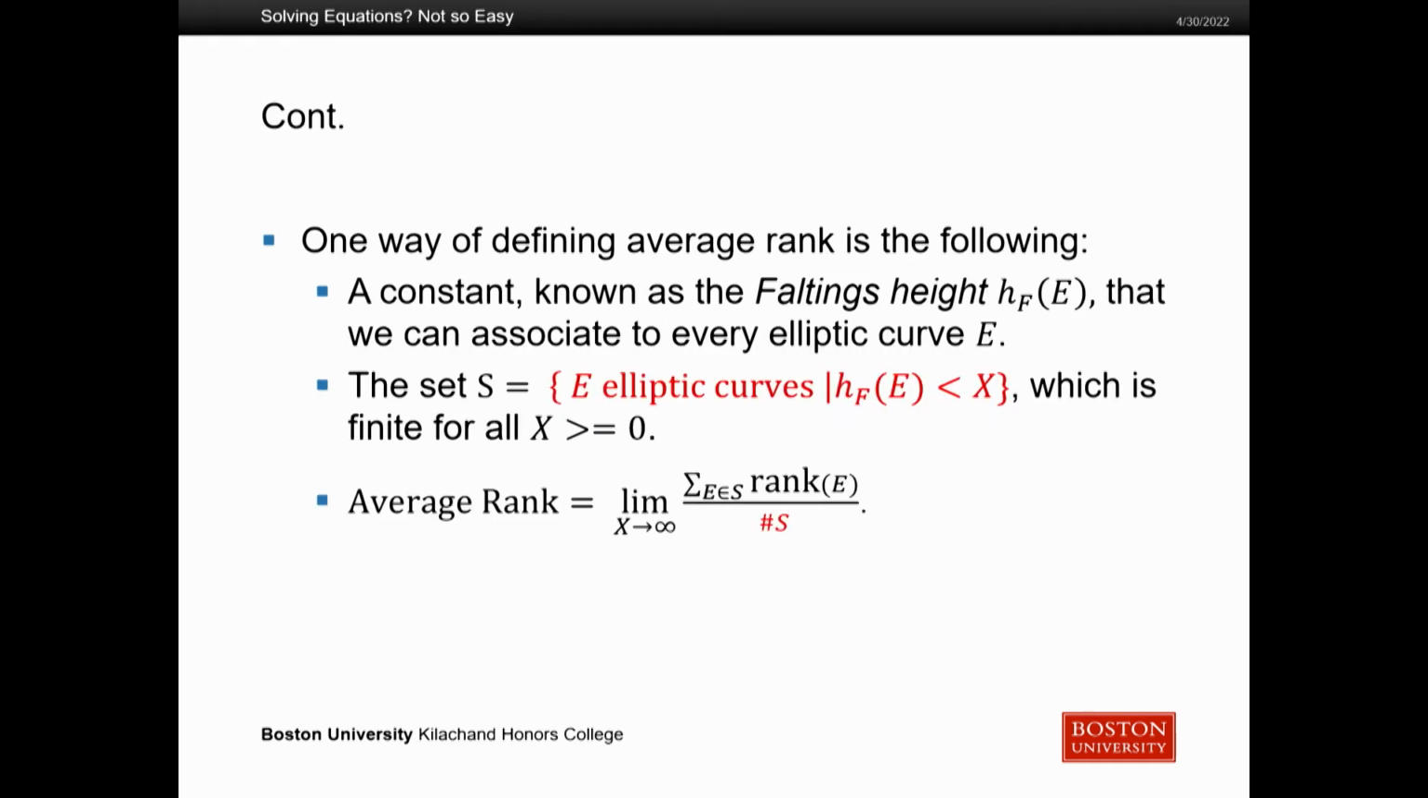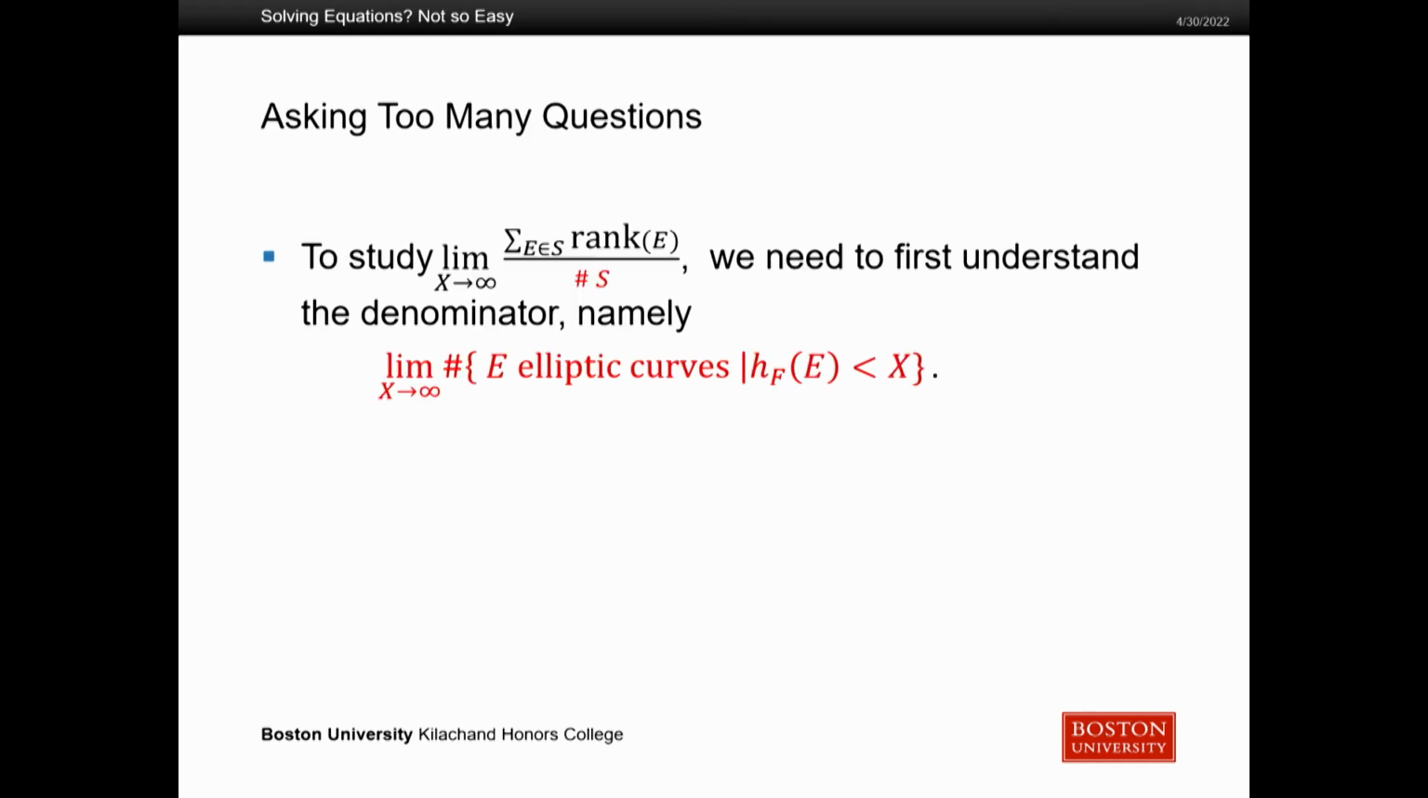So what you do is you associate a constant to every elliptic curve, which we call its faltings height. And then it turns out that the set of all elliptic curves of faltings height less than x is a finite number. So then what you do is you sum all the ranks of elliptic curves of faltings height less than x, you divide it by the number of elliptic curves of faltings height less than x, and then you take the limit as x goes to infinity. So if this number exists, this is what we call the average rank.